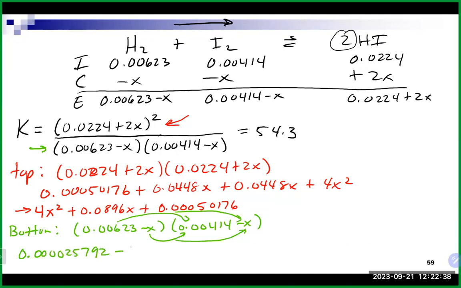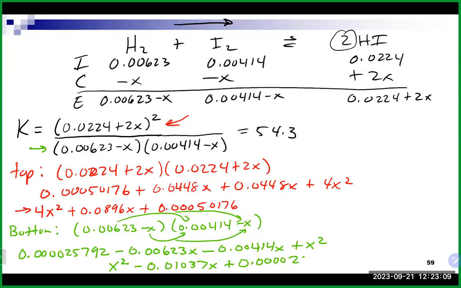If you do that move, you will get 0.000025792 minus 0.00623x minus 0.00414x plus x squared. Cleaning everything up, for the bottom we get x squared minus 0.01037x plus, I really could have used a little scientific notation, but I wrote the zeros so I'll go with it, 0.000025792 in this case. Any questions on that?